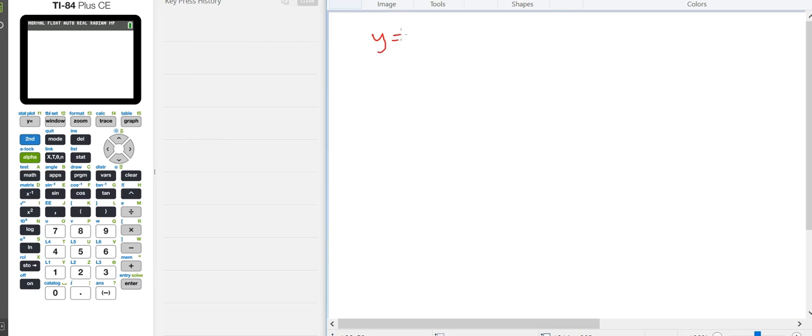y is equal to x squared minus 4x minus 5. We want to solve for the roots of this quadratic. To do that, we're going to set y equal to 0. So 0 is equal to x squared minus 4x minus 5.